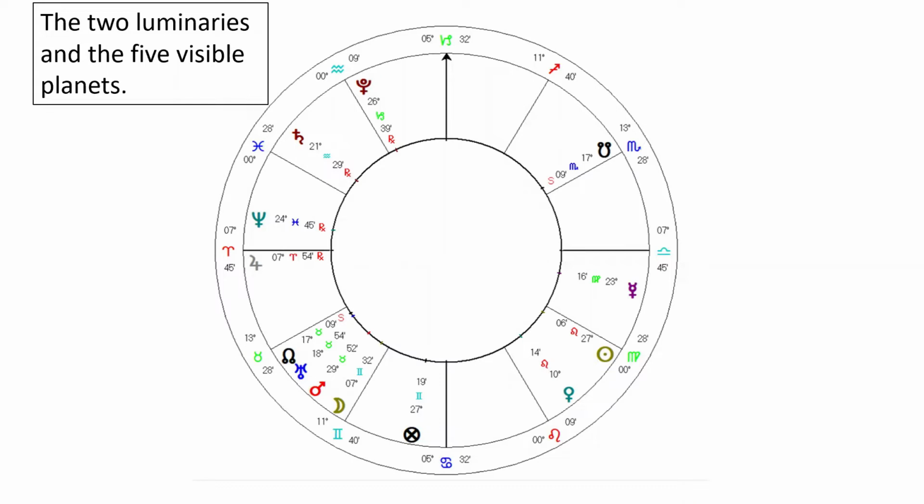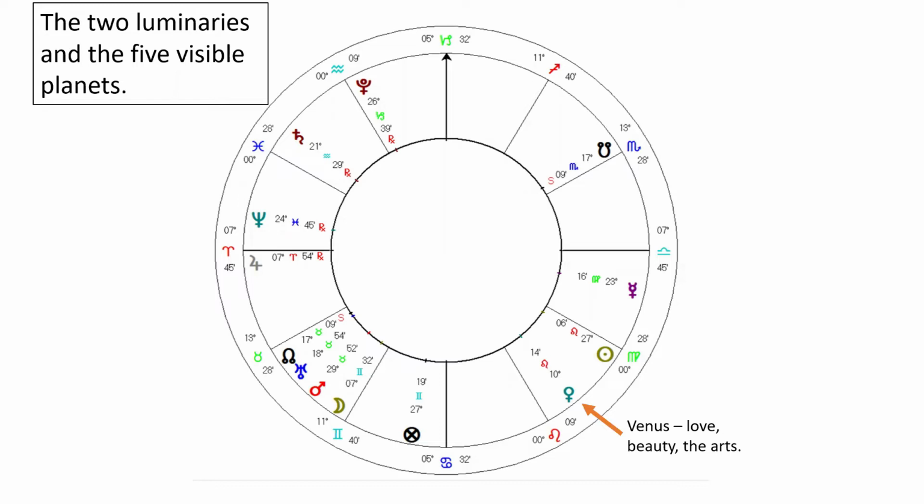So we have the sun, representing the ego, the life purpose, authority. We have the moon, representing the emotions, the body, nurturing, our habits. We have Mercury, which represents communication, expression, and commerce. We have Venus, which represents love, of course, and beauty, and the arts.